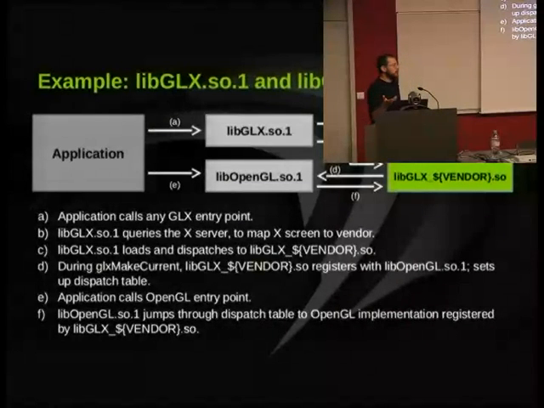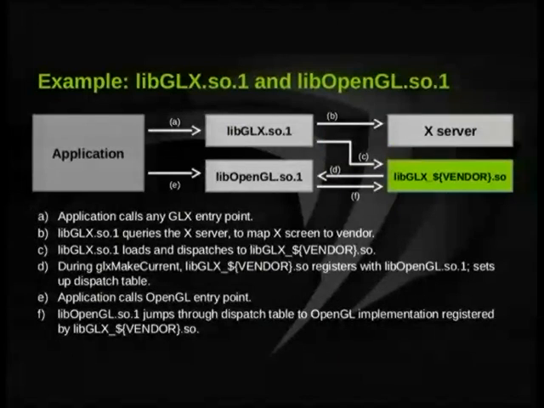Okay, and so here's an example of the theoretical flow of things. An application would call any GLX entry point. That would call into libglx.so. Libglx.so would query the X server somehow to determine, for the screen that was specified in that entry point, which vendor is driving that X screen. So then once we know which vendor we're talking about, we load that vendor's libglx implementation and then dispatch from there for all the subsequent GLX entry points that talk to that vendor.